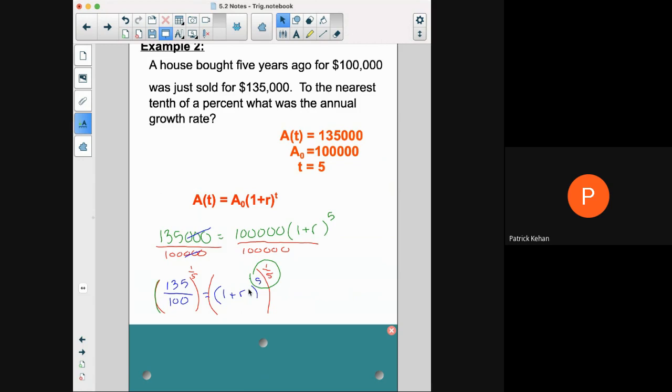Taking the fifth root is going to isolate 1 plus R, right? It'll undo this exponent of 5. And over here, you take the fifth root of 135 over 100 in your calculator. Don't round too early. I would go to more than the hundredths place, so the thousandths place or the 10,000ths place works. And the technique I want to show you here, though, is instead of taking the fifth root where you put the radical over the equation.